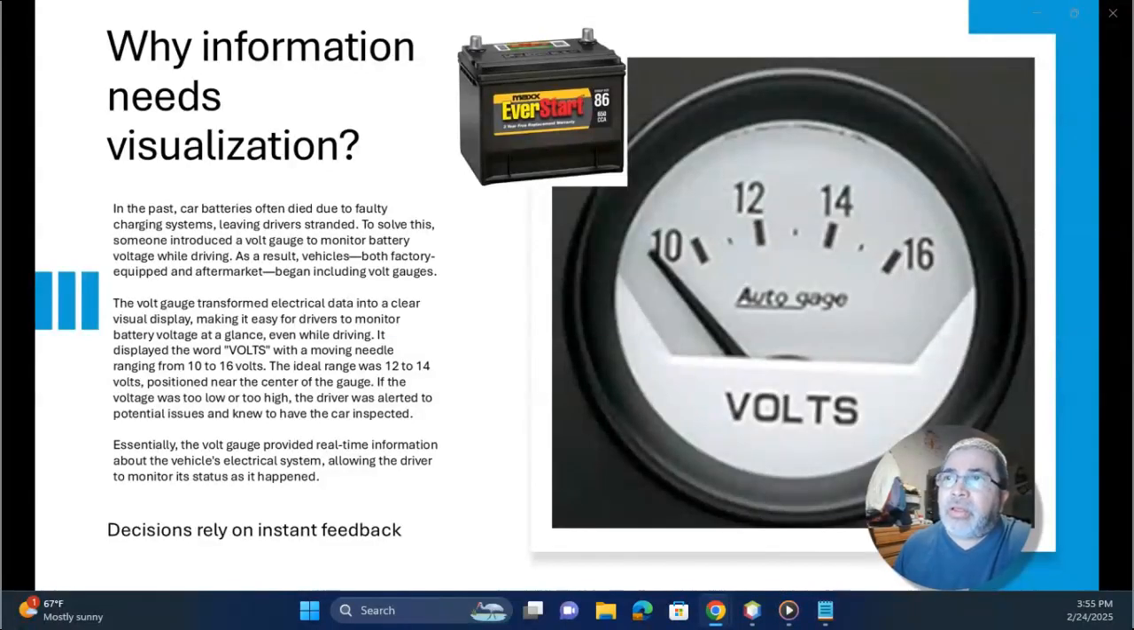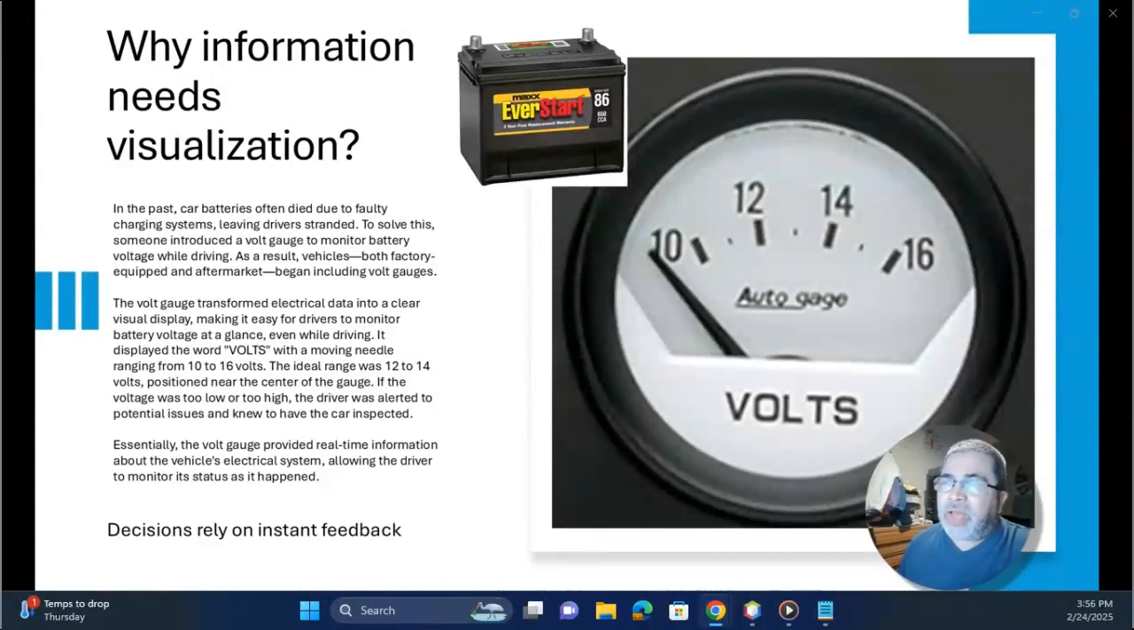So that is the main reason why we need visualizations: they help to move information into the spectrum where we can see it, rather than looking at a table.